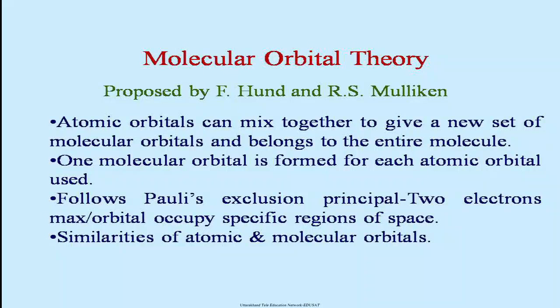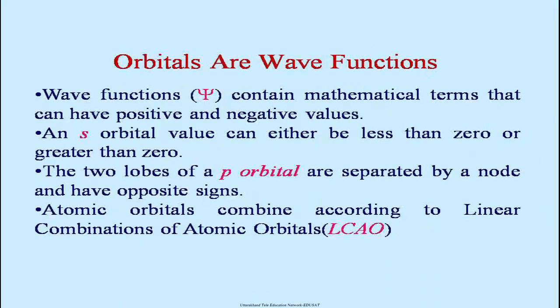This molecular orbital theory also follows Pauli's exclusion principle, with 2 electrons per orbital occupying a specific region of space. The molecular orbital can also accommodate only a maximum of 2 electrons. This is similar to the atomic theory of molecules. Hund's rule of maximum multiplicity is also followed in the case of molecular orbitals. So there are certain similarities between MOT and VBT, that is, molecular orbital theory and valence bond theory.